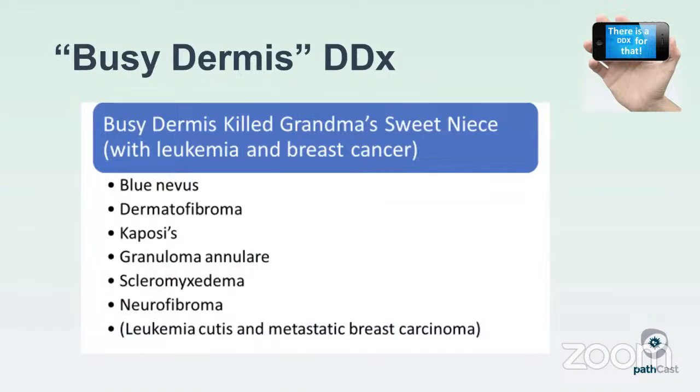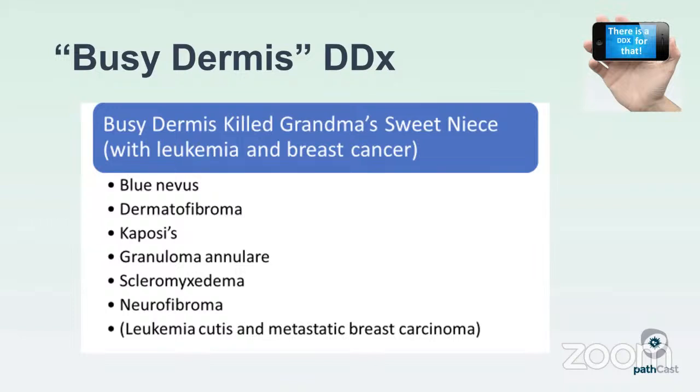Busy dermis. So this is an Elstonian differential. Busy dermis killed grandma's sweet niece. I believe he came up with that. It's in his book. And then I add with leukemia and breast cancer because those are other entities that can also have this busy dermis look.